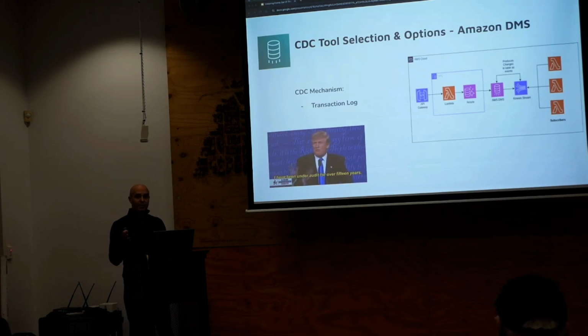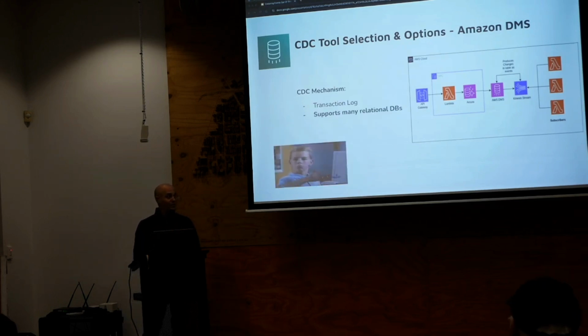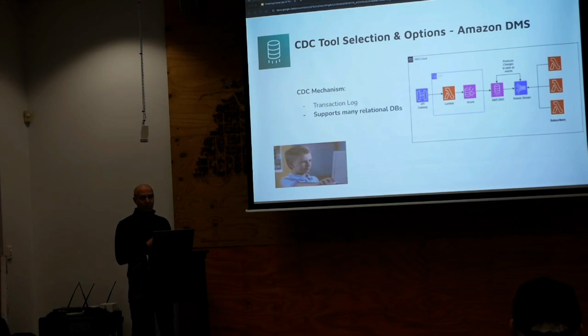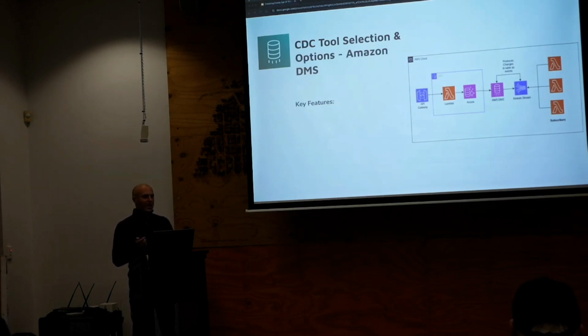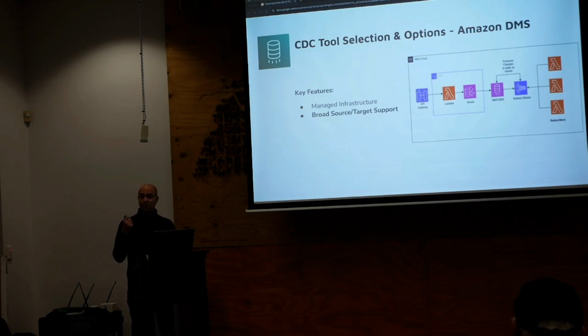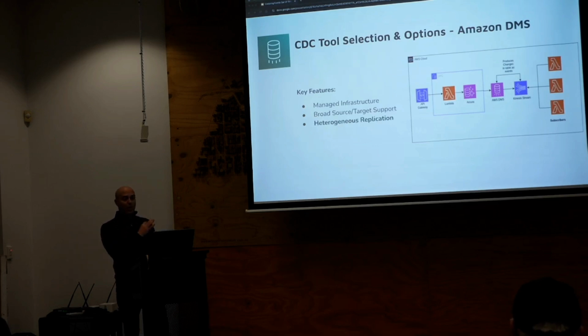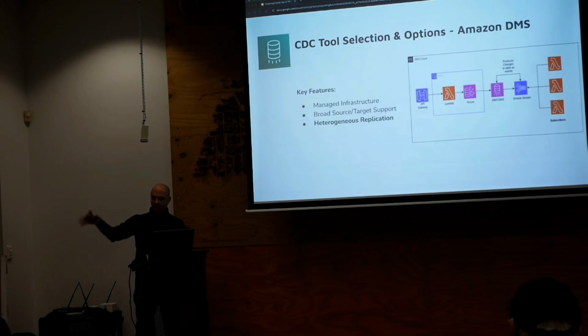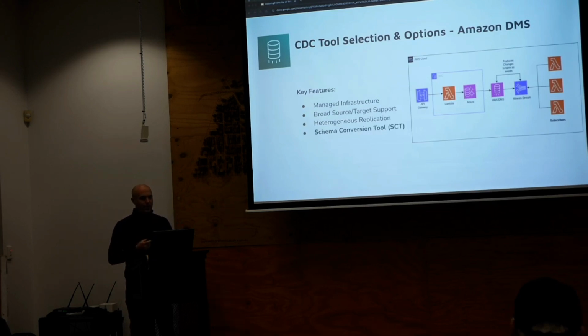It uses the underlying database transaction log and supports a wide range of databases: Postgres, MySQL, Oracle, SQL Server, you name it. DMS handles the setup, patching, and scaling of the underlying replication instances. And it can integrate with a wide range of AWS services, think S3, Kinesis, Redshift, MSK, OpenSearch, Lambda, and many more. It can also capture changes from one database type, say Oracle, and replicate them to another, like RDS or Aurora. And the Schema Conversion Tool can be used alongside DMS to help migrate schemas, especially between different database engines.